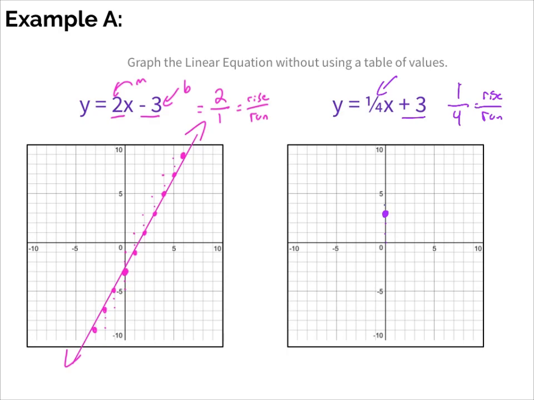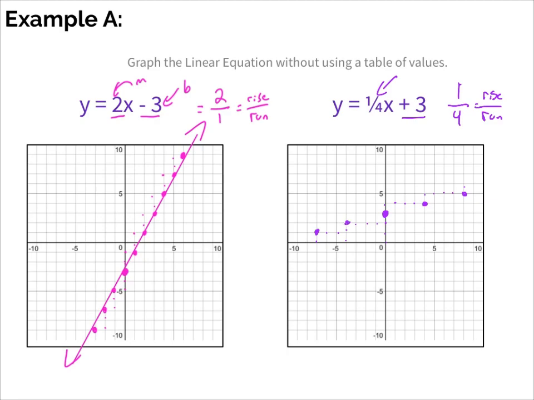So we're going to go up 1 over 1, 2, 3, 4, up 1 over 1, 2, 3, 4, up 1, and you can see that's off the graph, down 1, 1, 2, 3, 4, down 1, 1, 2, 3, 4, down 1, and you can see that's off the graph.